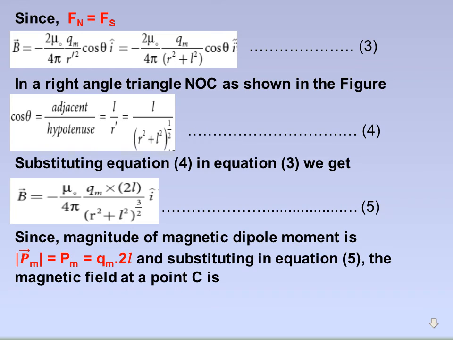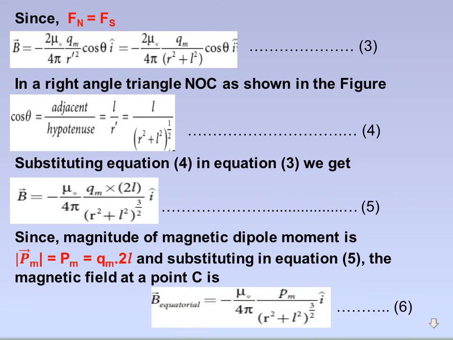Since the magnitude of the dipole moment is Pm, the modulus of the vector is equal to Pm, which is equal to Qm into 2L, and substituting this in equation number 5, the magnetic field at point C is B equatorial is equal to minus mu naught by 4 pi, let us have this as equation 6, and we put Pm instead of this using this value, divided by (r square plus L square) the whole bracket 3 by 2.